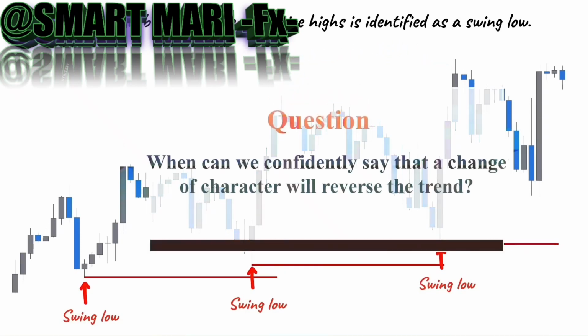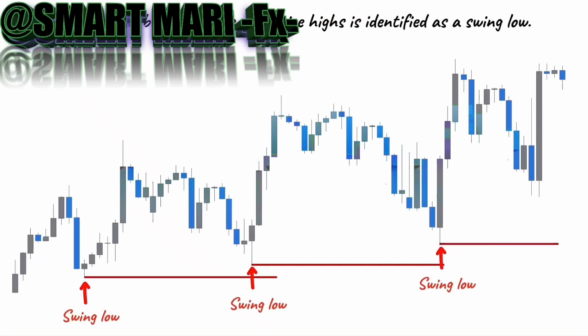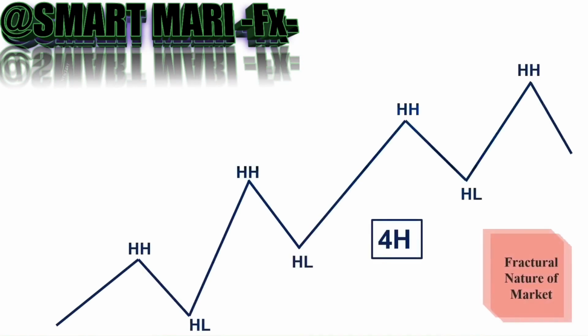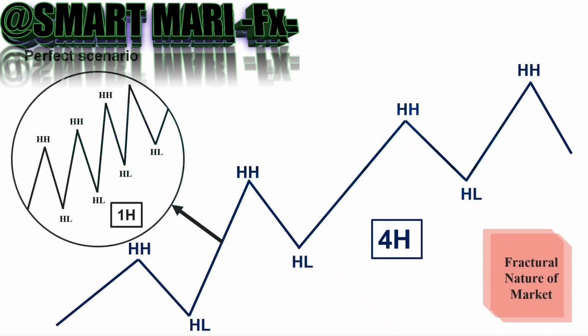Now here comes another question. When can we confidently say that a change of character will reverse the trend? To answer this question, you need to understand the fractal nature of the market. Imagine we have an obvious uptrend in the 4 hours time frame with a series of impulsive and corrective moves. Market continuously makes new higher highs and respects the higher lows. If you zoom into the 1 hour time frame, you will notice that this 4 hour impulsive wave consists of impulsive and corrective moves that respect the higher lows in the perfect scenario.